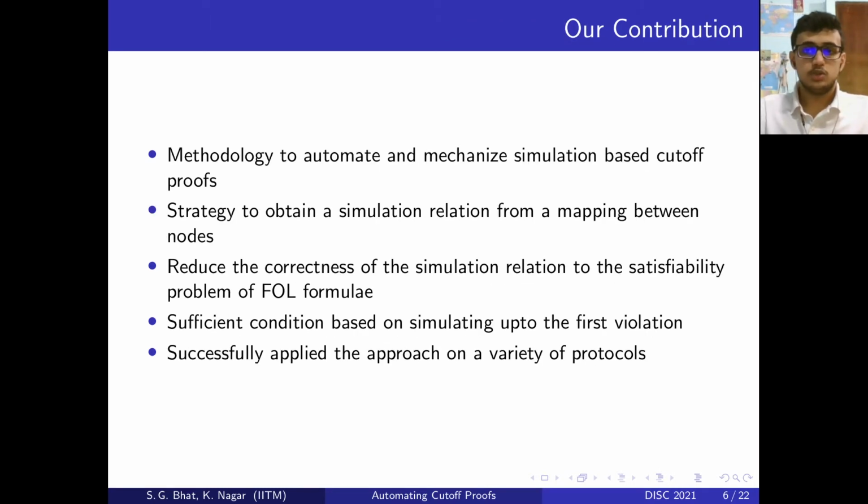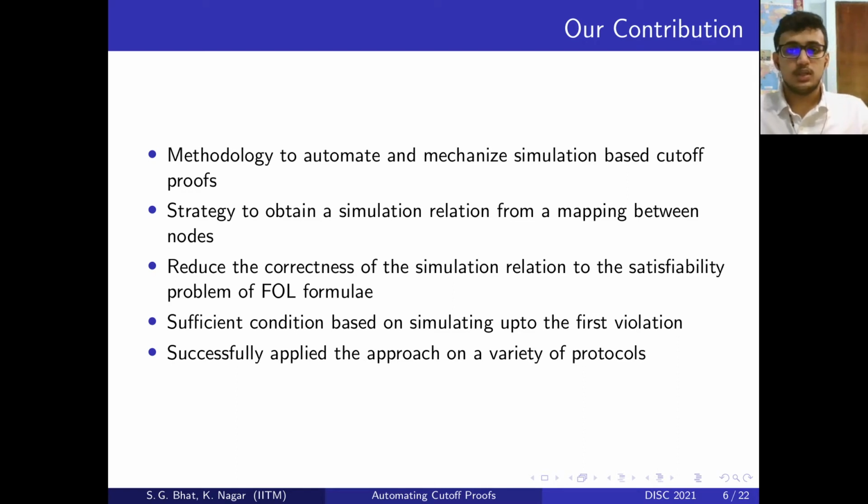Coming to our contribution, we develop a methodology to automate and mechanize cutoff proofs for parameterized verification. We propose a principled strategy to synthesize this simulation relation from a direct mapping between nodes of an arbitrary size system and nodes of the cutoff system.